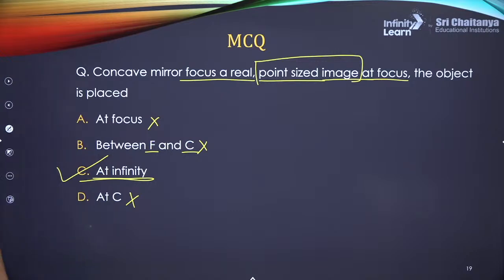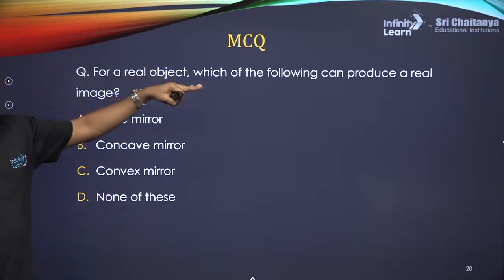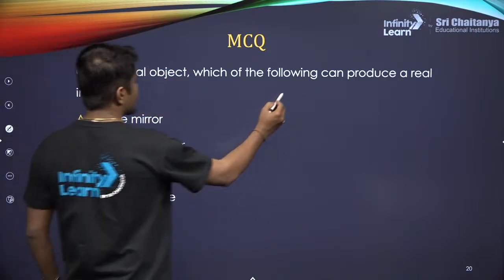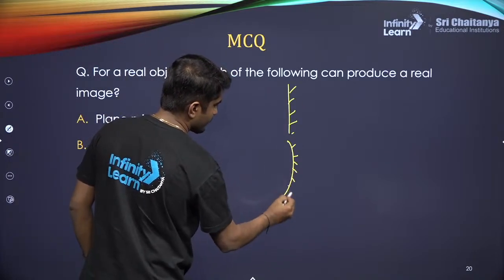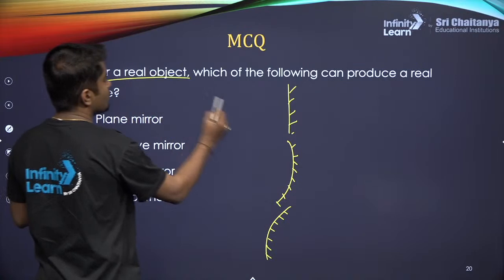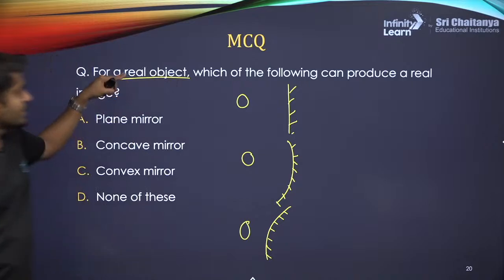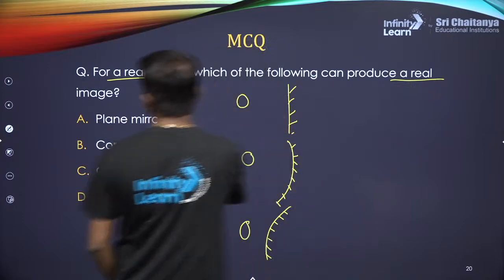Bimla Kumari, solve this. For a real object, which of the following can produce a real image? Real object means, let's suppose I'll draw, there's a plane mirror, there's a concave mirror, and there's a convex mirror. Real object means you place the object in front of the mirror. That is the meaning of real object. Can produce a real image.